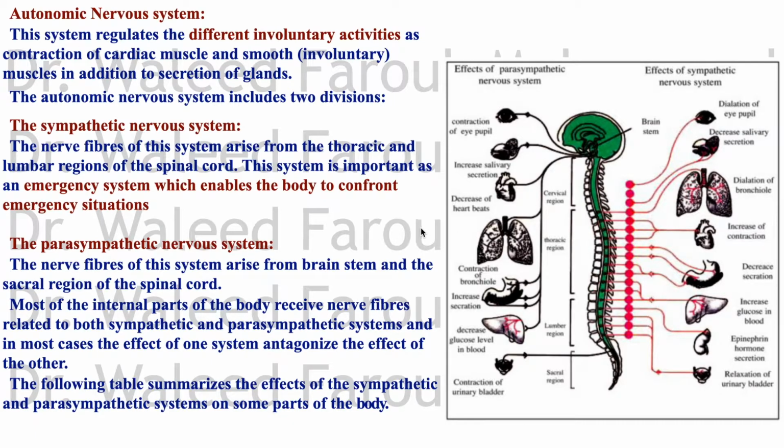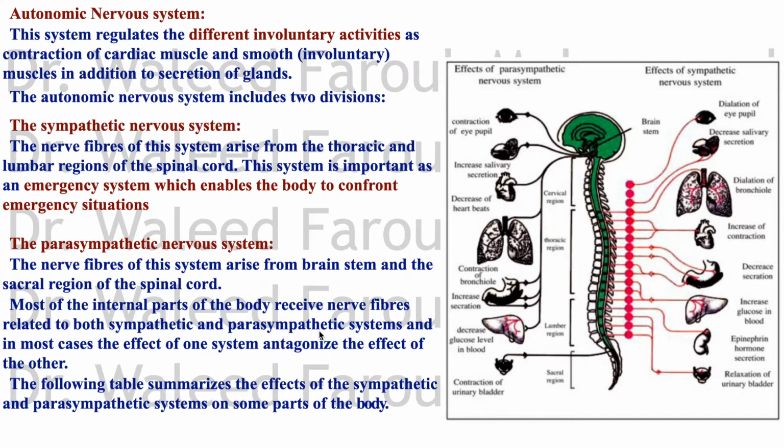ده مهم جدا، الجهاز ده بيسموه fight or flight، ده علشان الطوارئ يعني. الباراسمباثيك نيرفس سيستم ده كرانيو ساكرال، بيسموه كرانيو ساكرال لأنه arise من البرين ستيم and the sacral region of the spinal cord. أوكي، كل أجهزة الجسم بتستقبل الاثنين، السمباثيك والباراسمباثيك، وساعات بيبقوا عكس بعض يعني.